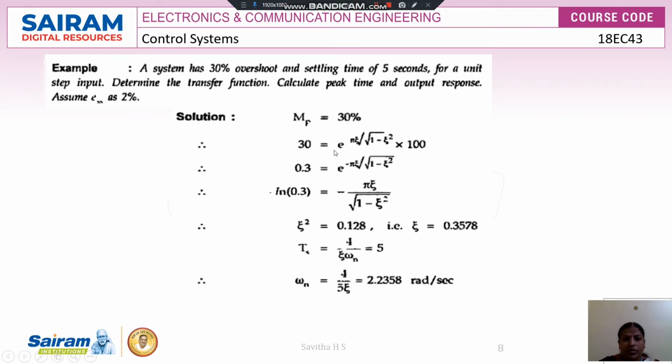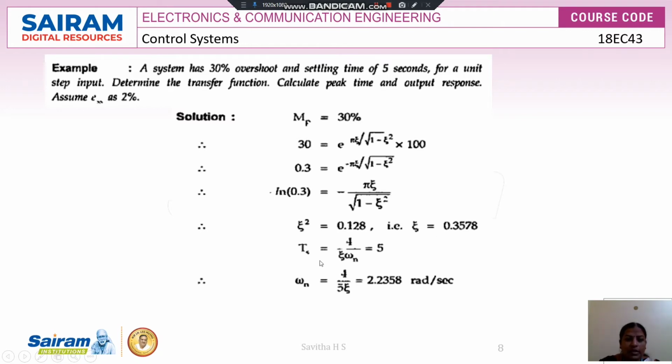That is, 30 is equal to e to the power of minus pi zeta divided by square root of 1 minus zeta square, into 100. Now 0.3 is equal to e to the power of minus pi zeta divided by square root of 1 minus zeta square, that is 30 divided by 100, which I'll get as 0.3. Now I'll take this exponential to the left hand side, that is ln of 0.3, so it is minus pi zeta divided by square root of 1 minus zeta square. Now I can calculate the zeta value using the above expression.